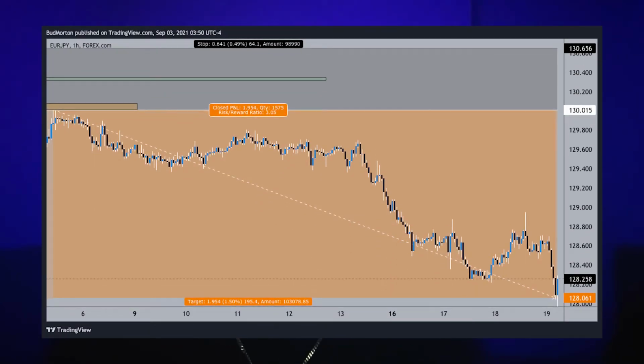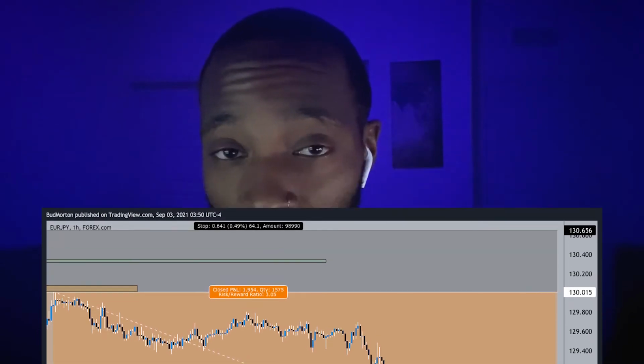For my example today, I have a Euro JPY trade that was about 195 pips. So we'll call it 200 pips, 3R take profit with no drawdown. So literally sniper entry, only using multi-time frame analysis, structure the right way, and the Fibonacci tool.